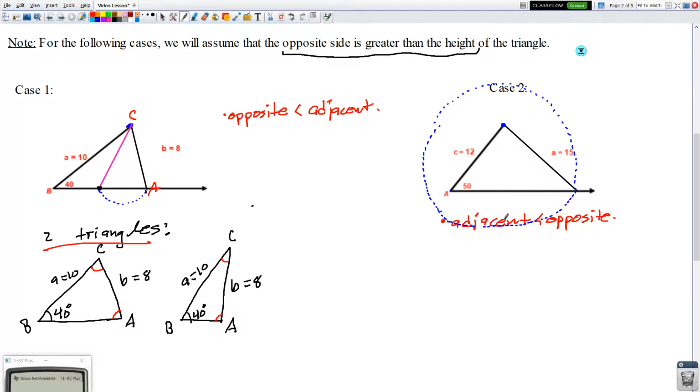So when the adjacent is less than the opposite, we will have just one triangle. And if we have one triangle, then it's just the original triangle. So just to recap here, when the opposite is less than the adjacent, we're going to encounter two different triangles, still using the same information. And when the adjacent is less than the opposite, just like it's showing here, then we have just one possible triangle. All right, so let's see, how does this look in practice?